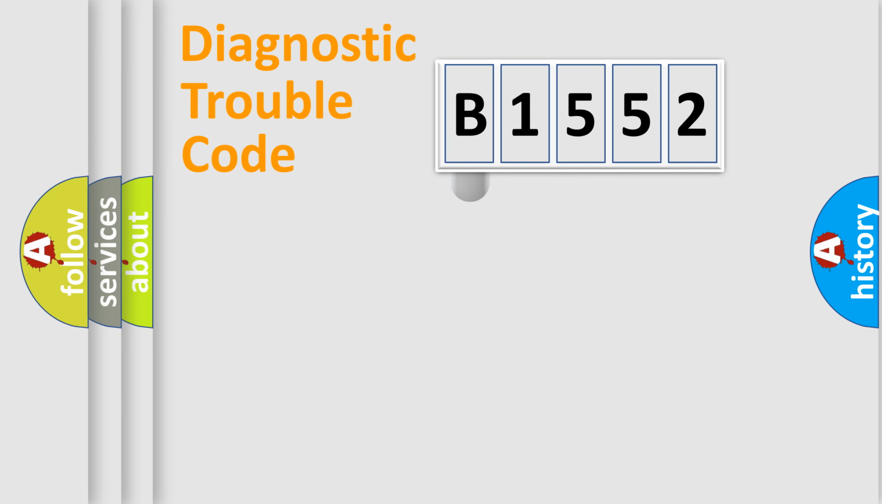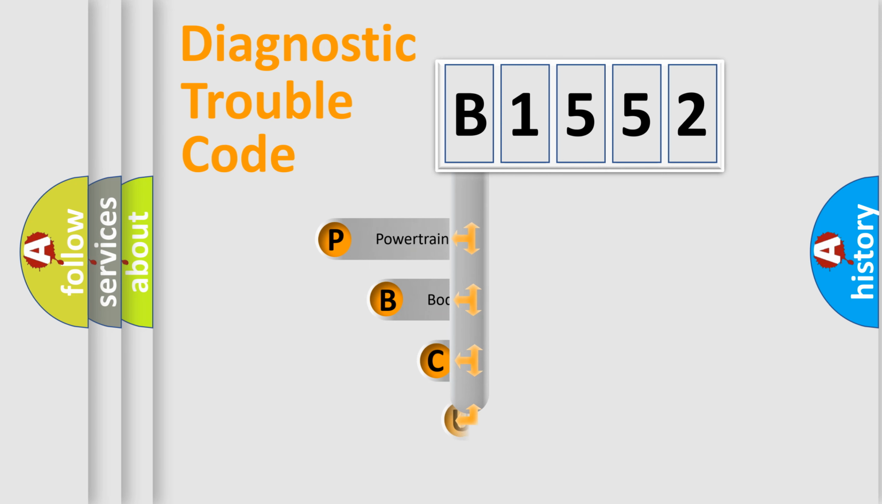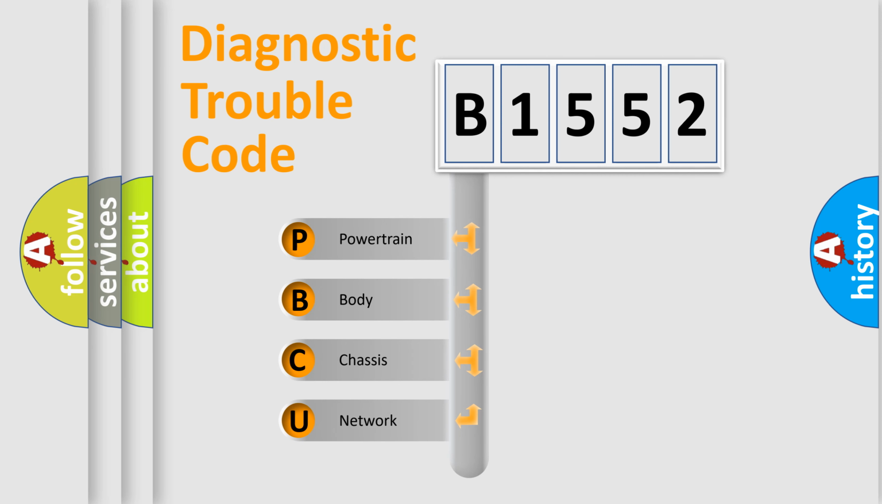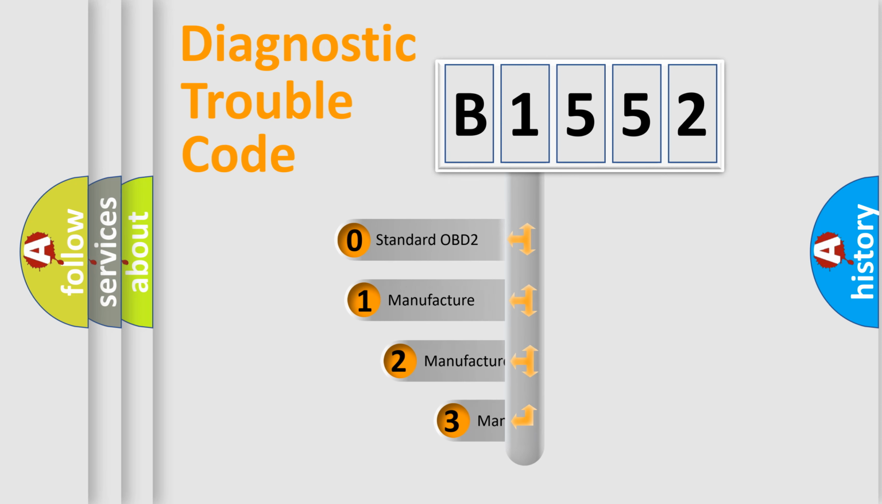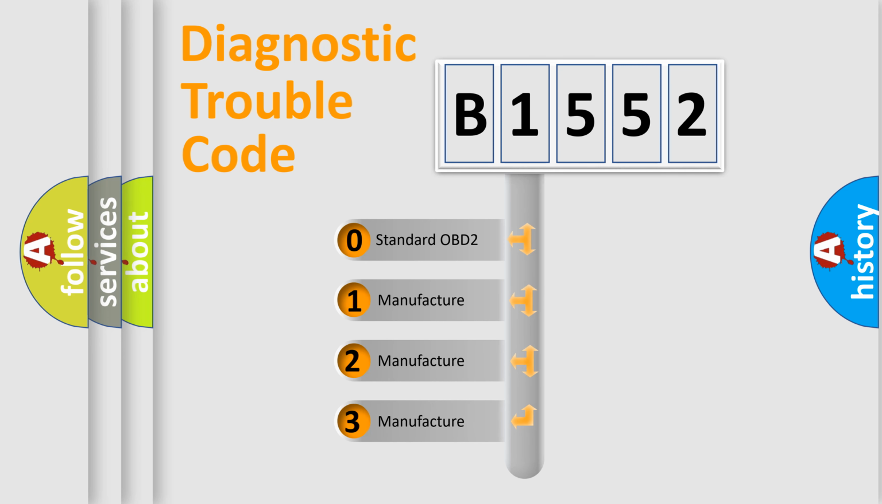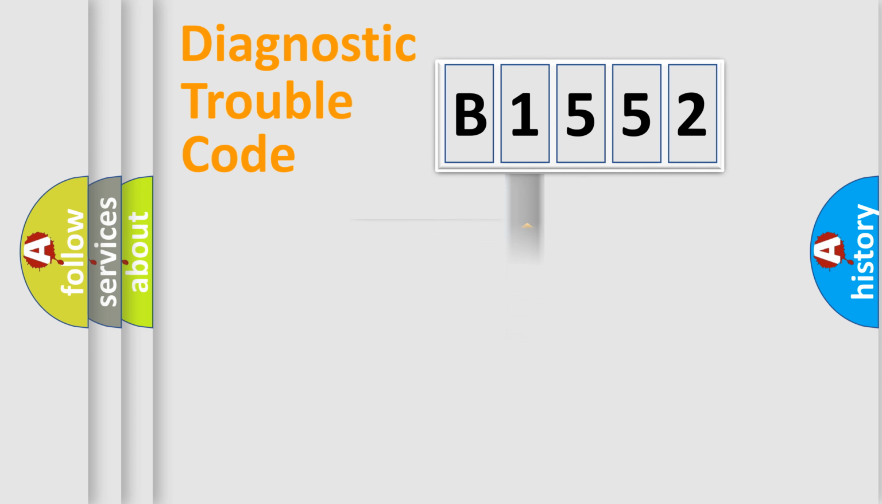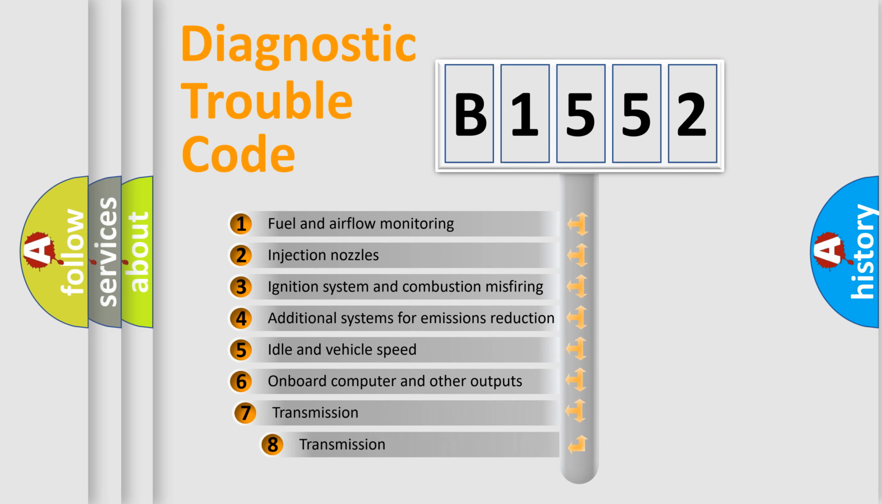Let's do this. First, let's look at the history of diagnostic fault code composition according to the OBD2 protocol, which is unified for all automakers since 2000. We divide the electric system of the automobile into four basic units: powertrain, body, chassis, network. This distribution is defined in the first character of the code. If the second character is 0, it is a standardized error. In the case of numbers 1, 2, 3, it is a manufacturer-specific error.